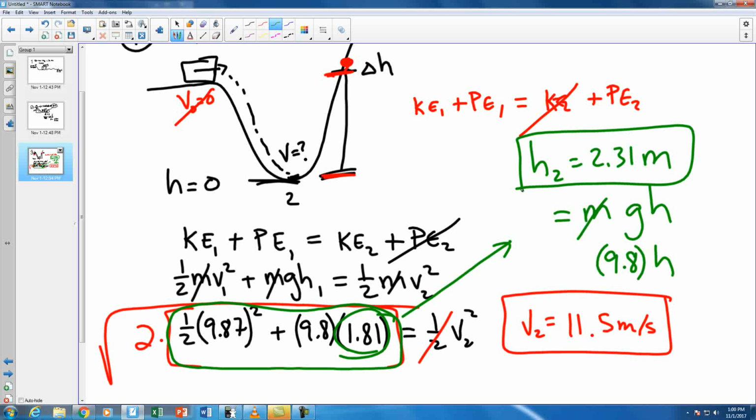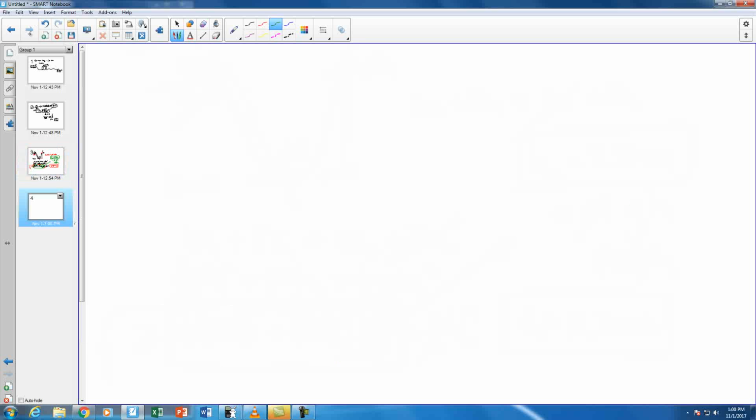The idea is kinetic energy and potential energy are interchangeable. We can trade one out for the other. Hopefully that helps. And last but not least, I want to grab a question from the back page.